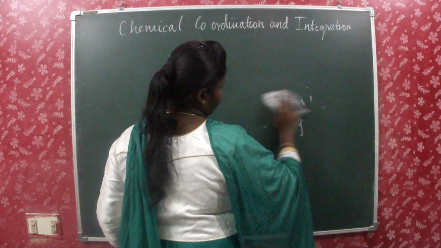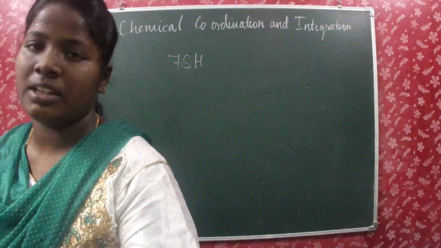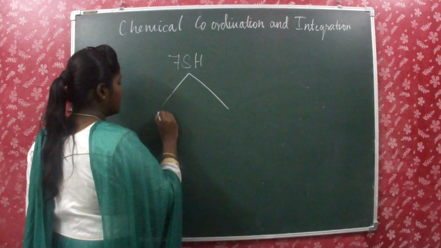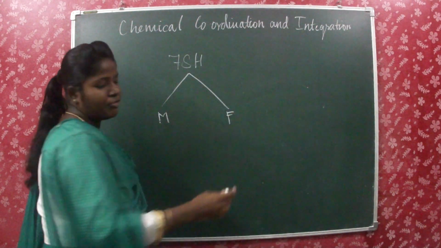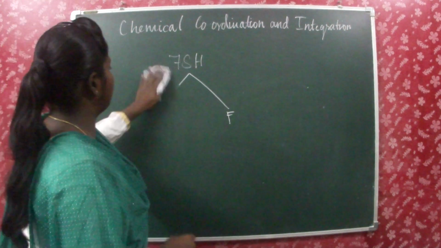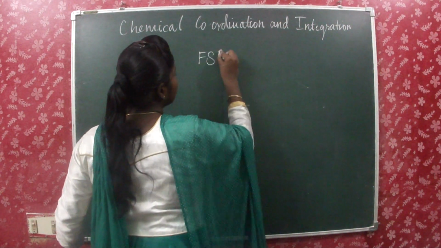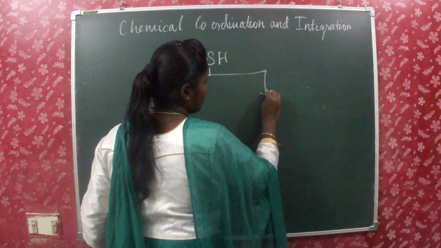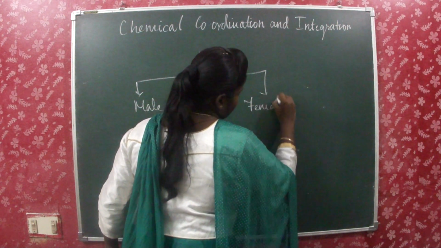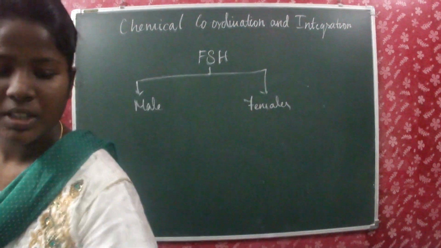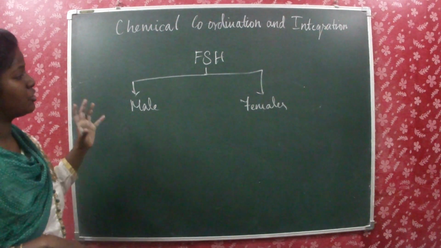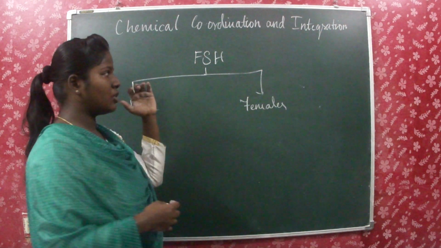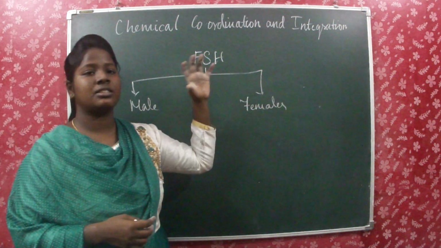And the next is FSH, that is the follicle stimulating hormone. This follicle stimulating hormone also has different functions for males and for females. For males it stimulates spermatogenesis, whereas in females it stimulates the ovarian follicles, the formation of ovules.